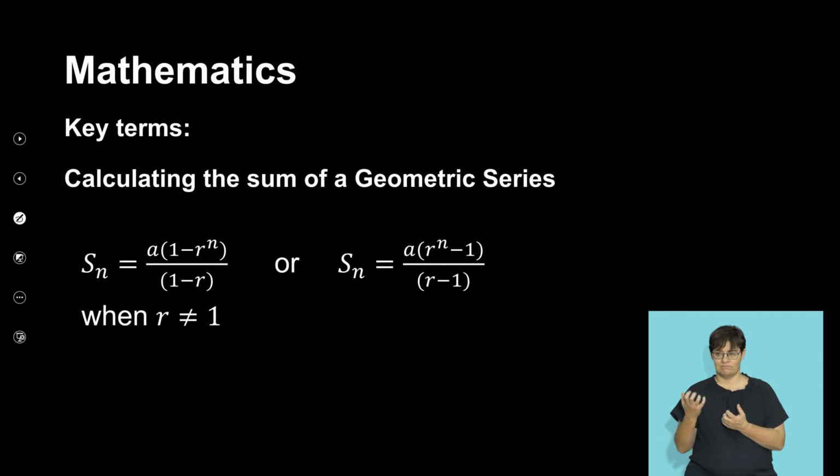When I'm calculating the sum of a geometric series, I can either use Sn is equal to A times 1 minus r to the power of n all over 1 minus r, or I can use Sn is equal to A times r to the power of n minus 1 all over r minus 1. Please remember that this is when the ratio is not equal to 1, as this will make it undefined. Great, so in order to actually calculate a geometric series, I need my A and I need my R.